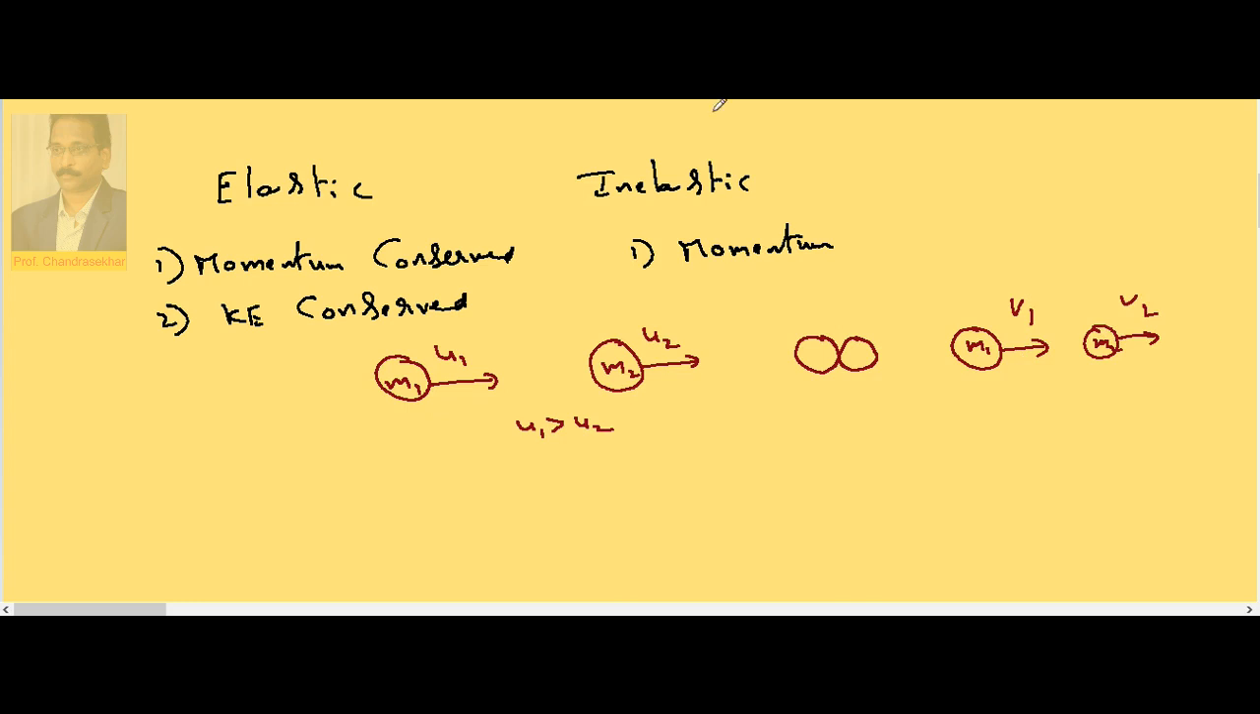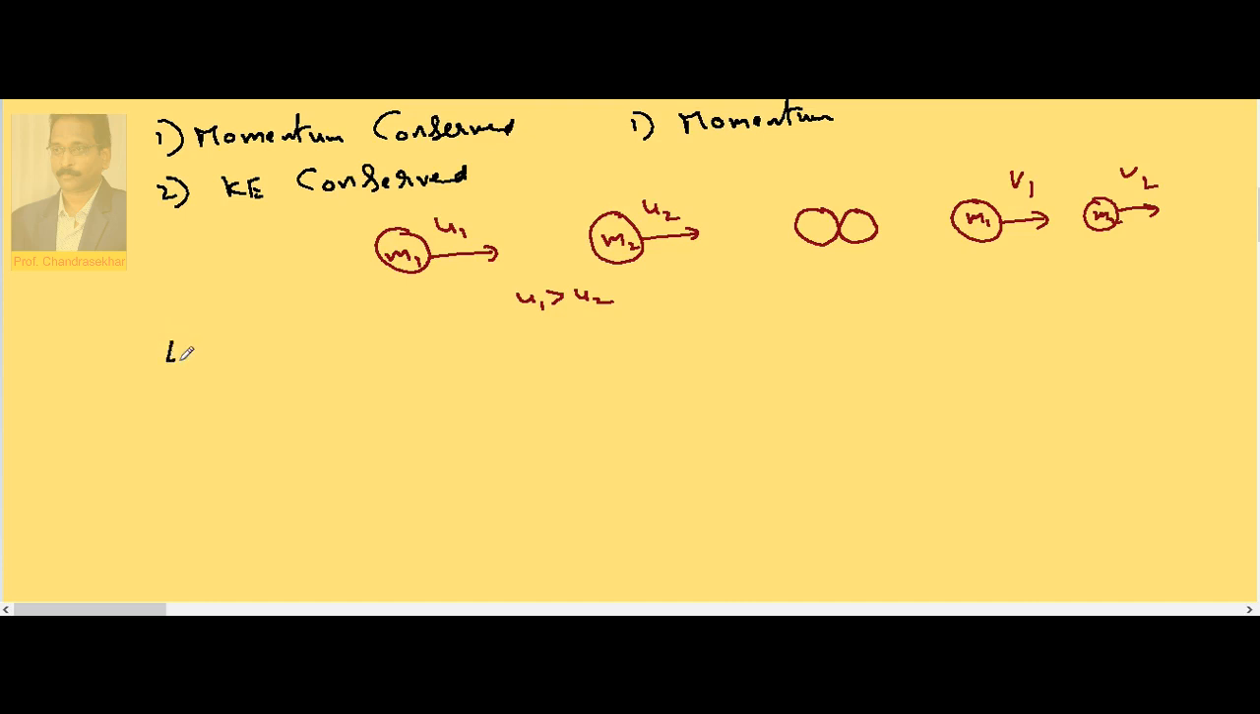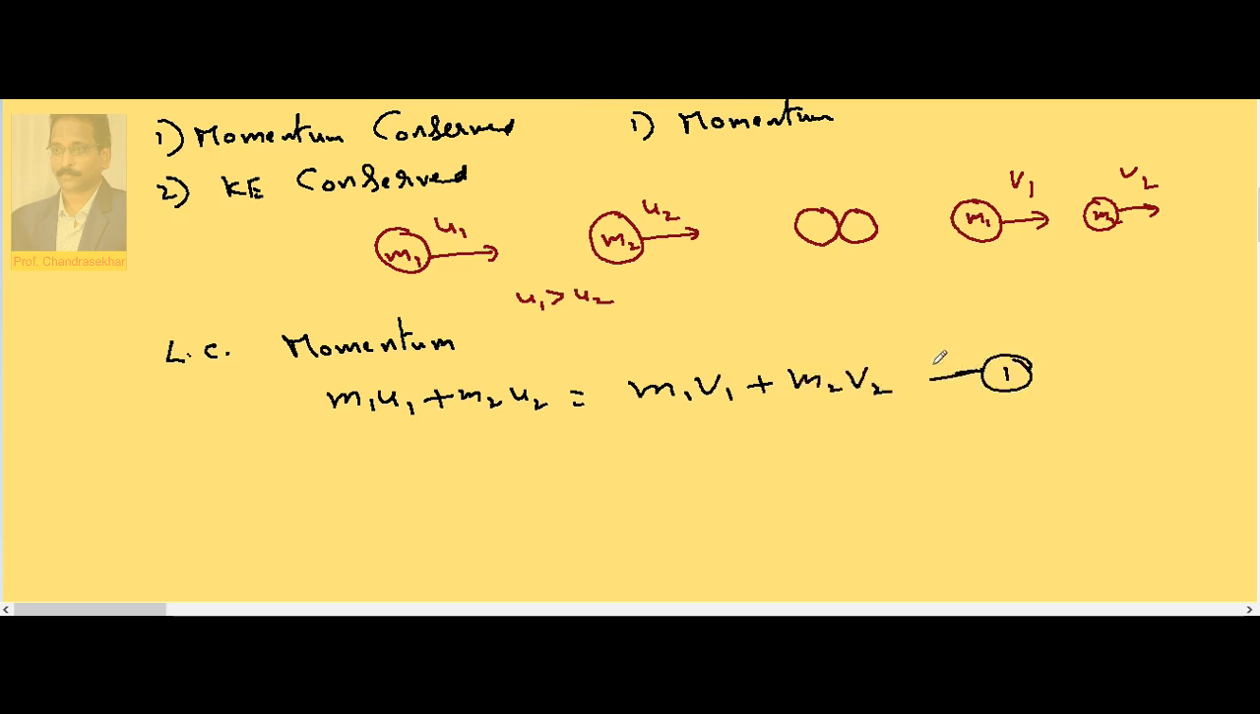Now consider the law of conservation of momentum. According to the law of conservation of momentum, the total momentum before collision must always be equal to the total momentum after collision. So m1 u1 plus m2 u2 must be equal to m1 v1 plus m2 v2. This is called the law of conservation of momentum. Total momentum before: first body m1 u1, second body m2 u2. After collision: m1 v1, m2 v2.